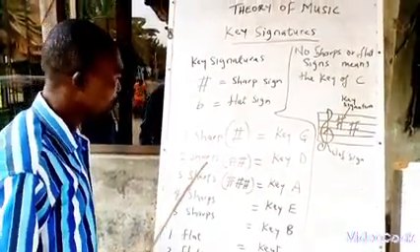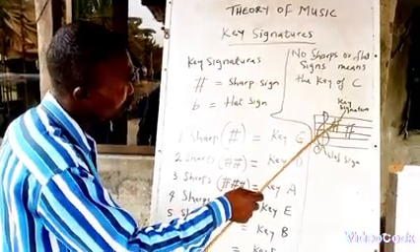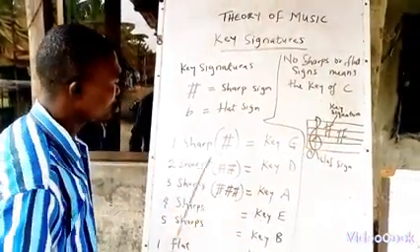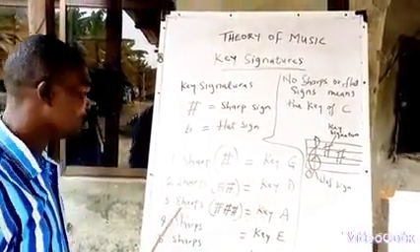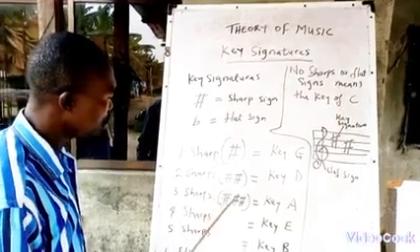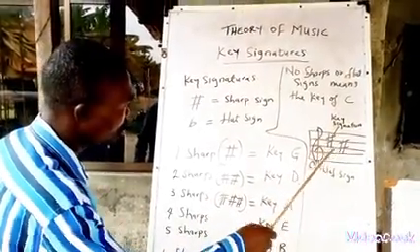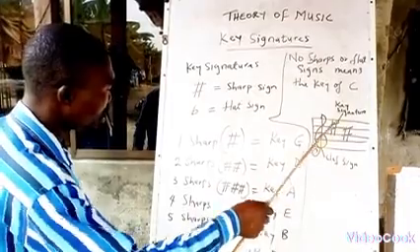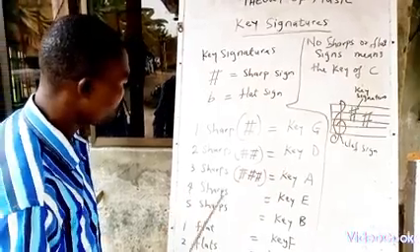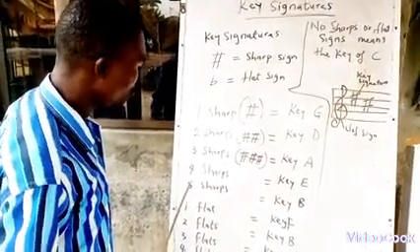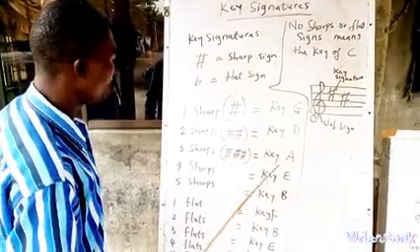Now two sharps, that is, whenever you have two like the way I place it here, you should know that you are working on the key of D. Whenever you have three sharps this way, that is, three on the staff, you are working on key of A. Four sharps, you are working on the key of E. Five sharps, you are working on the key of B.